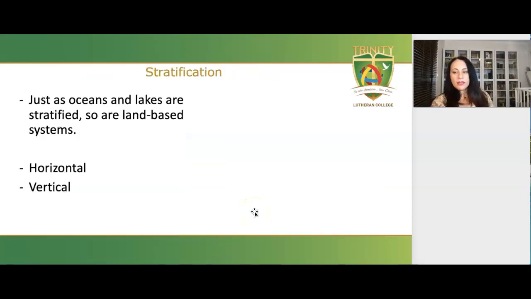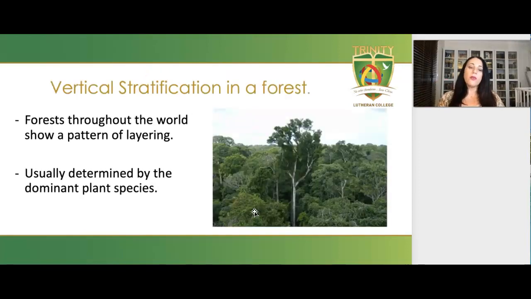Stratification. We were talking about stratification in lakes last lesson, lakes and oceans. And you had all the different levels, and you had to remember the Bathyal zone and the Hadal zone and all of those. Land-based systems also get stratification. Sometimes it's horizontal, particularly we'll go into that when we talk about succession, but mostly when we're talking about it, we're talking about plants and we're talking vertical zonation from the ground up. So forests all over the world show this pattern of layering.